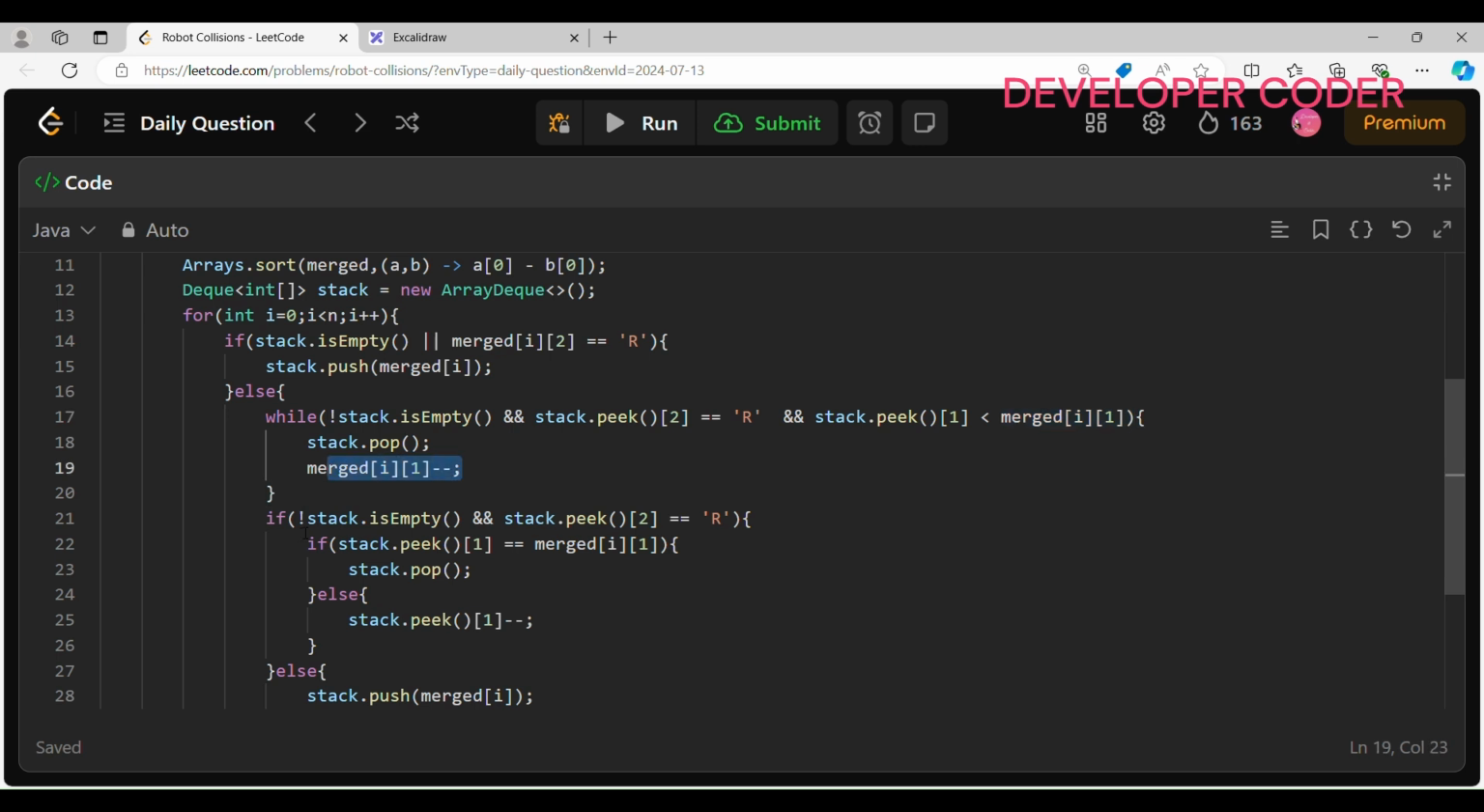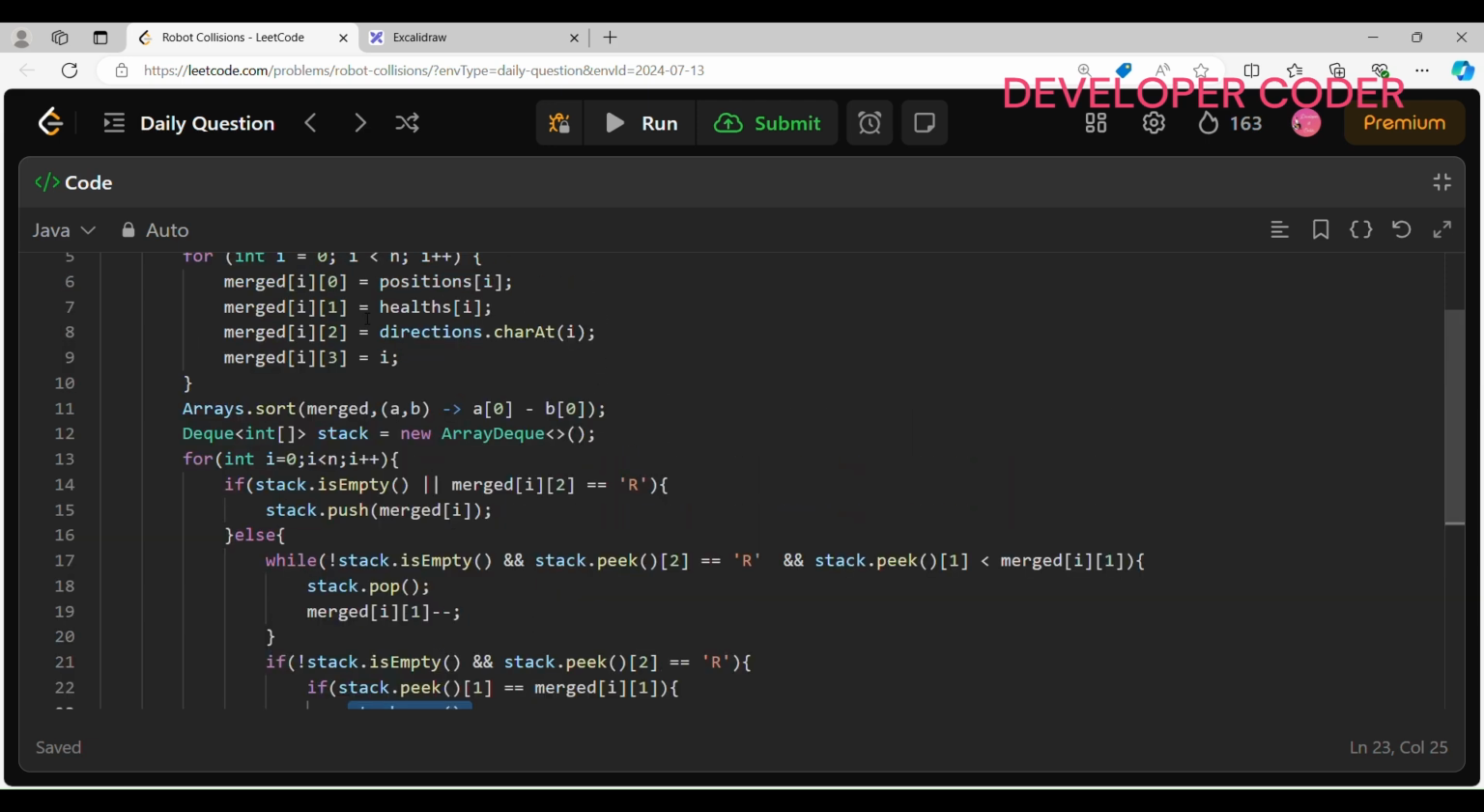And here in the if part I'm checking again if my stack is not empty and stack.peek value is equal to R, and then I'm checking if both values are matching. If the healths are matching, then I have to remove the values, right? So I have removed the values. Then after that, in the else part, if both are not matching, then in that case from the peek element I have to take the health and reduce this.